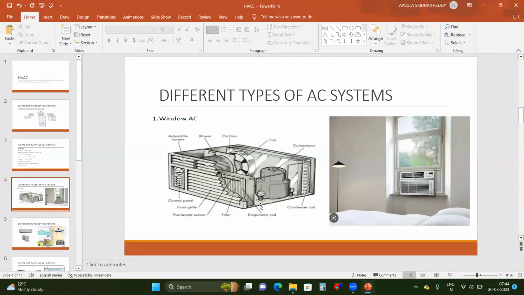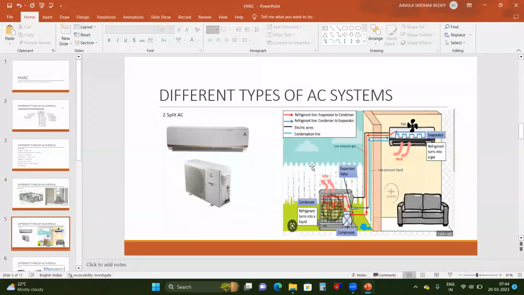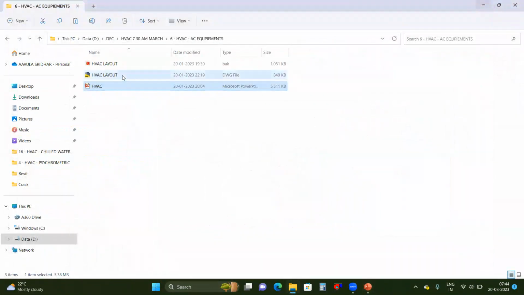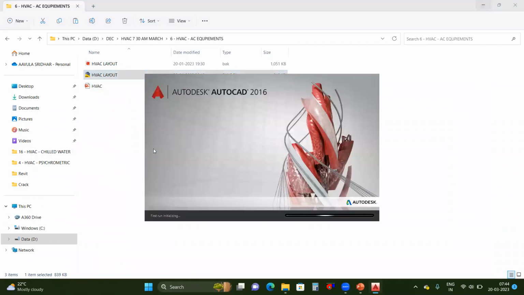Okay. So usually this is not used nowadays. So nowadays people are going with split ACs. Okay. Split AC is nothing but these ACs. Okay. Like 10 years back, people used to use this kind of AC, but nowadays no one is preferring this air conditioning equipment. Okay, I will show how to place this equipment in the building.